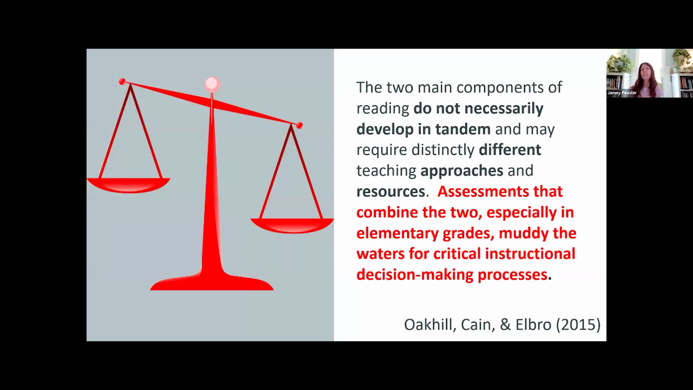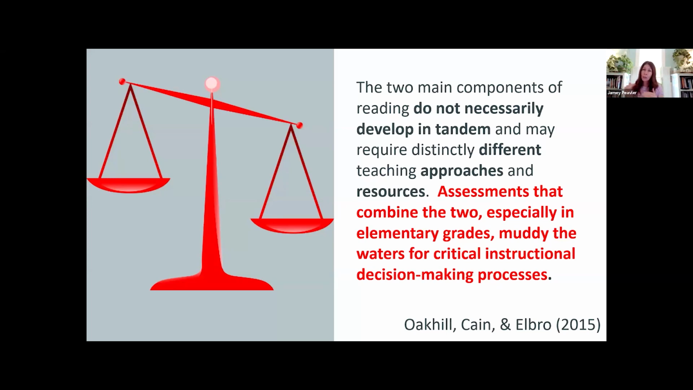One of the quotes I wanted to share with you was from Oakhill, Cain, and Elbro's text. And to me, it really succinctly examines why this is a challenge. Since the two components of reading, word recognition and language comprehension, develop at different rates for different students, it's really problematic when our assessments and our instructional materials keep them coupled together. Especially when you have a child whose language comprehension far exceeds their word recognition skills, or vice versa.